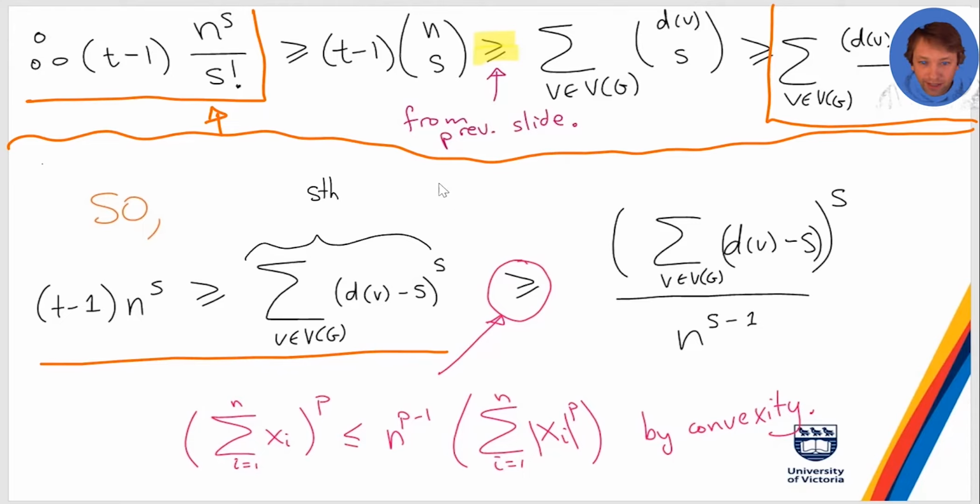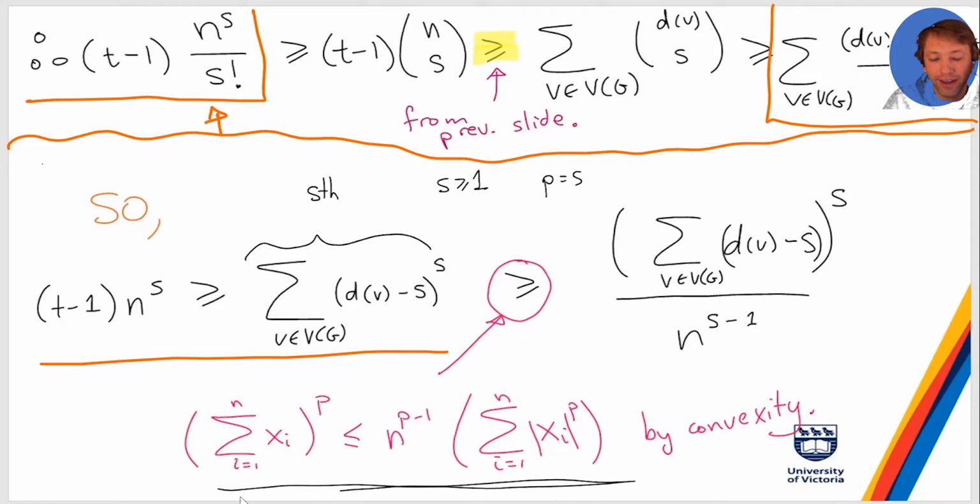So remember s is at least 1. If you look at this thing up here on the back of my video, and you apply this with p equals s, and you divide both sides by the n to the p minus 1 thing, then you get the right inequality. So this is at least the sum of, instead of adding up d of v minus s to the s, you add all of these things up and then take the whole thing to the power s, divided by n to the s minus 1. So this is just by this convexity thing. Oh yeah, it's also here on the slide.